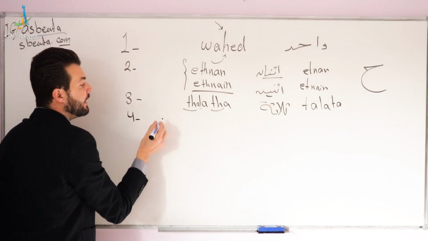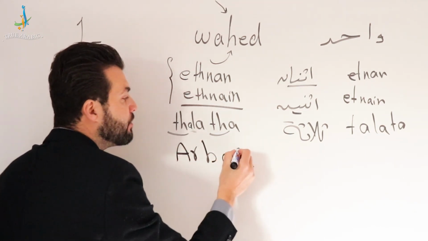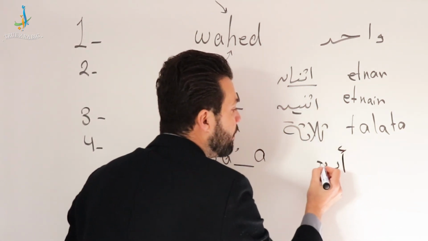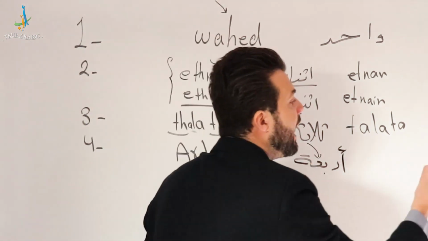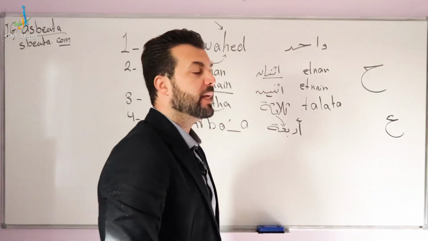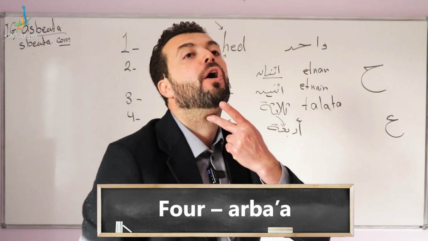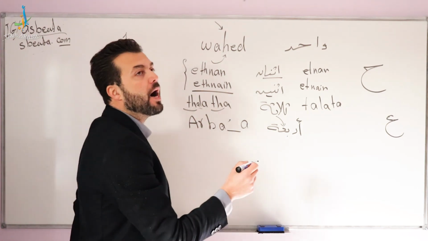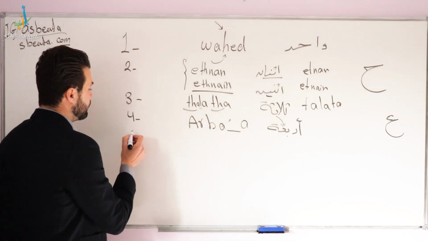Number 4, we say أربعة. There's a letter here you cannot pronounce, so you would say أربعة. In Arabic, it's written like that. In Arabic, we have this letter, which is a. Another letter that is a bit difficult to pronounce, which is a. So this is ha and this is a. Because you cannot say the a, you can replace it with the apostrophe a. Arba'a. If you say to someone arba'a, they will understand you.